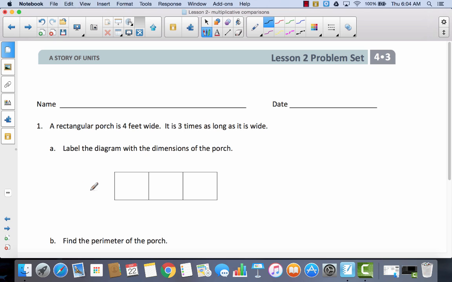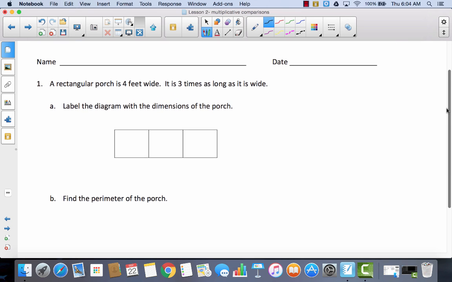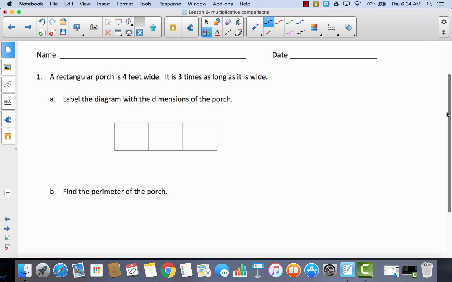All right, so let's go ahead and write our name on our problem set, and then let's take a look at the directions. So a rectangular porch is 4 feet wide. It is 3 times as long as it is wide. Label the diagram with the dimensions of the porch. Well, it tells us that it is 4 feet wide, and it's 3 times as long as it is wide.